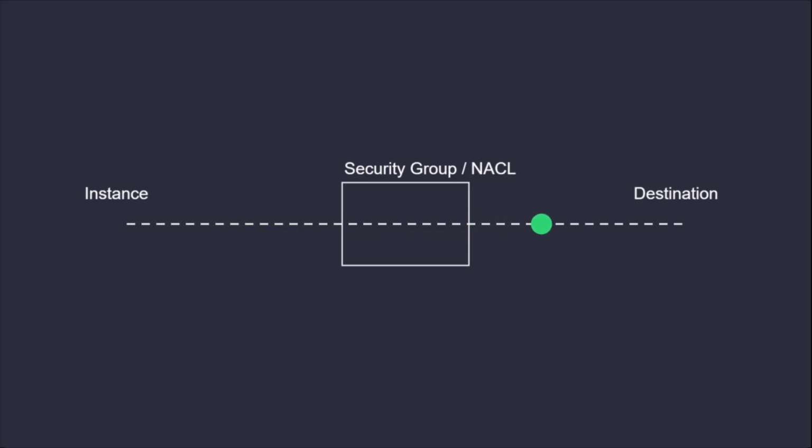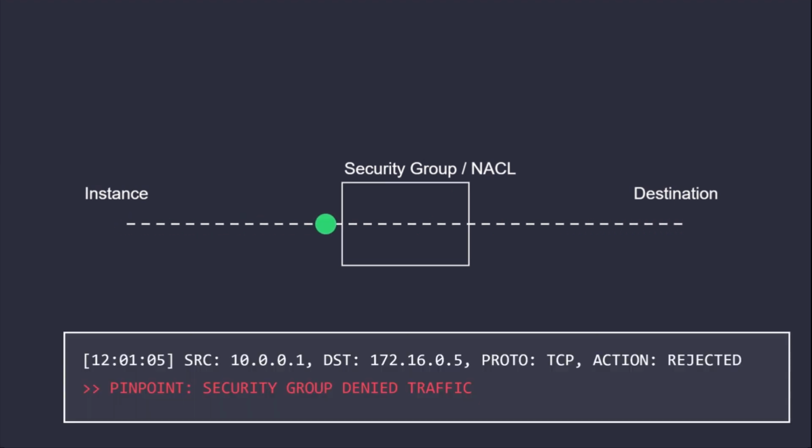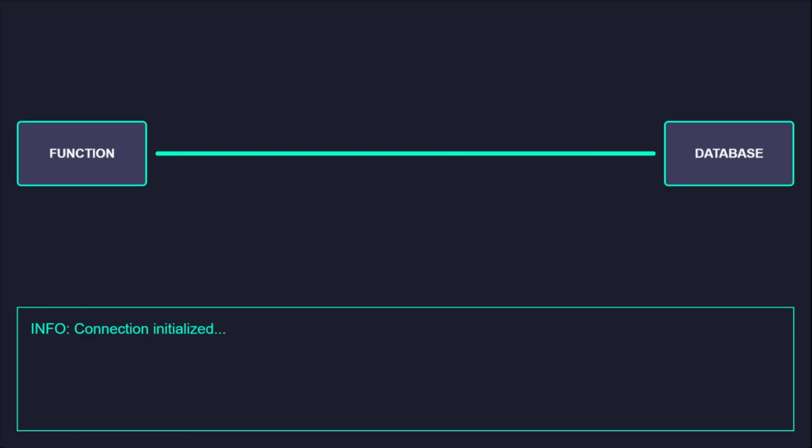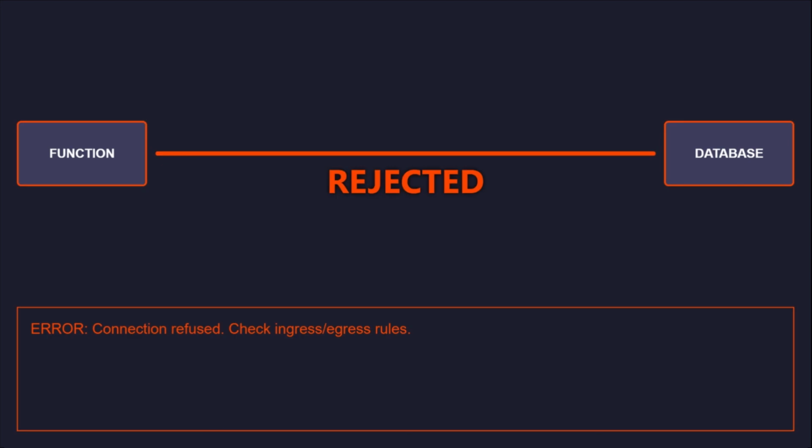When connections fail, use virtual private cloud flow logs to capture information about the protocol and destination of every packet. These logs tell you whether a packet was rejected by a security group or a network access control list, helping you pinpoint the exact configuration error. A reject status in your logs usually indicates a missing ingress rule on the database side or a missing egress rule on the function side.